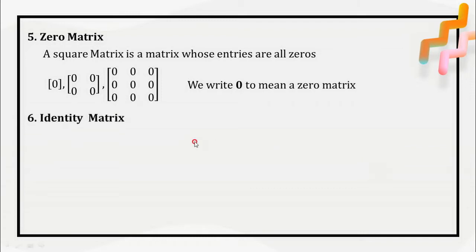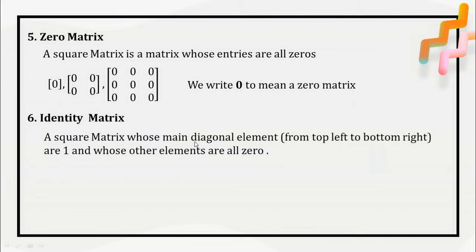Identity matrix. An identity matrix is a square matrix whose main diagonal elements, from top left to bottom right, are 1, and whose other elements are all 0. So in here, if they have just 1, the order is 1. So this one is still called an identity matrix because the entry is 1. Okay, but for another number, not.